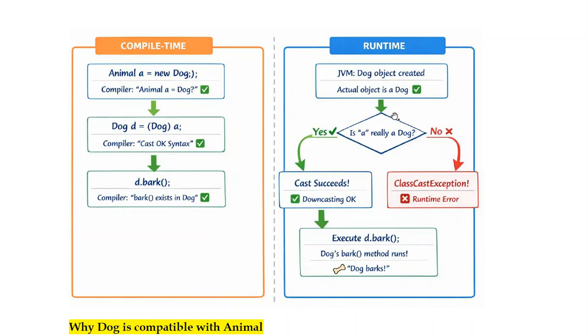At runtime only, the dog object is created. Actually, the object here is a dog. Yes, it will check: is it really a dog? If yes, then only the cast succeeds. Otherwise, it will throw the ClassCastException. If it is executing, it will override the existing bark method in the base class Animal. Now at runtime, the dog class bark method will be executed.